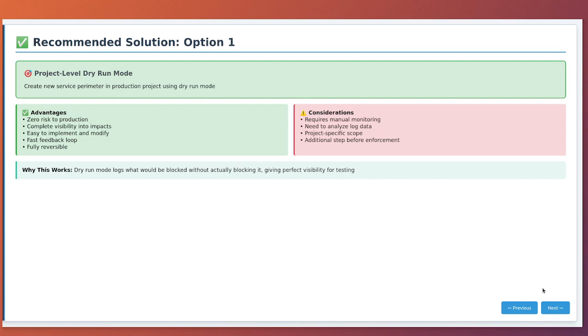Second, it provides comprehensive visibility. You'll see every API call that would be affected, giving you detailed insights into potential impacts before you enforce the policies. Third, it's easily reversible. If you discover issues during testing, you can simply modify or remove the policy without having caused any actual disruption. The organization-level options, while more scalable long-term, introduce additional complexity and require broader coordination. For testing purposes, starting at the project level gives you faster iteration and clearer feedback.